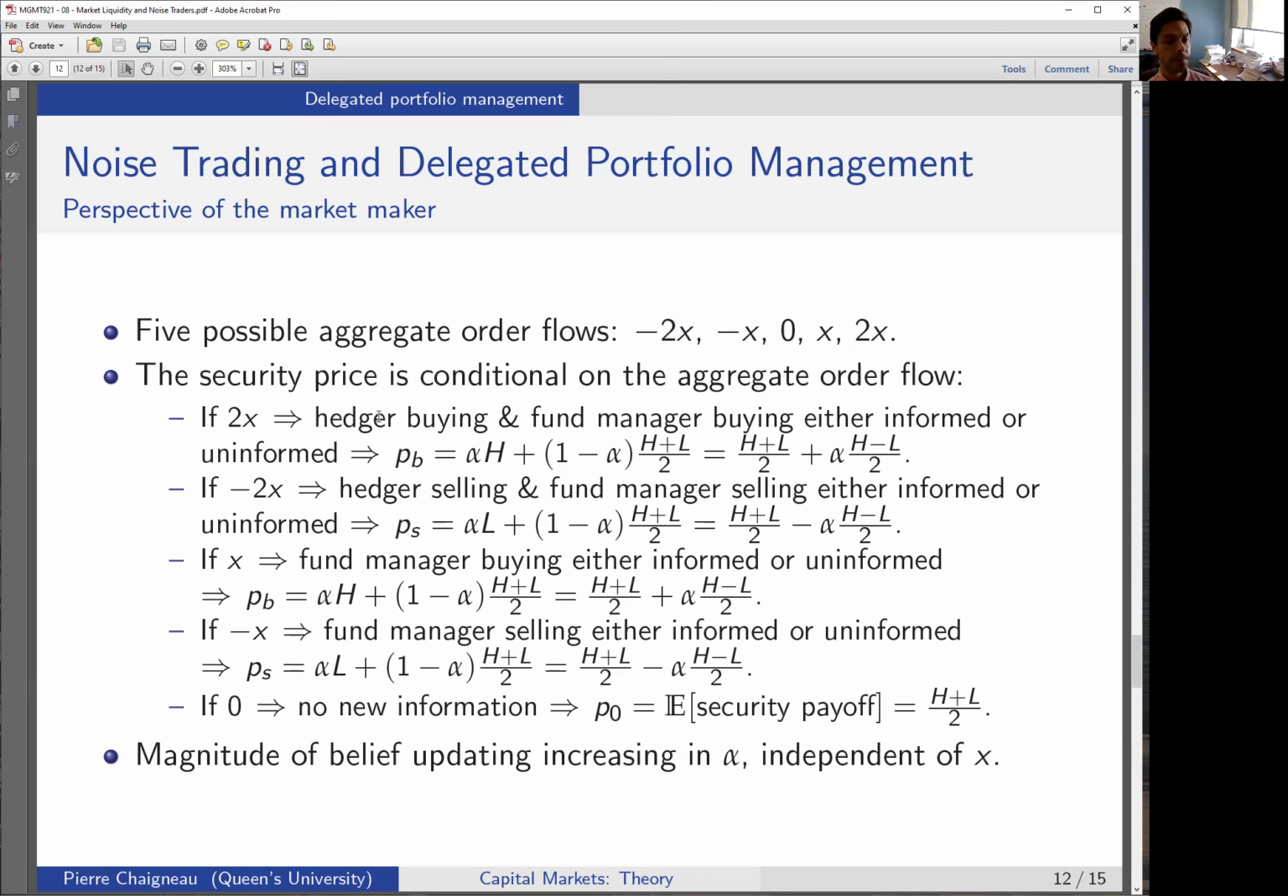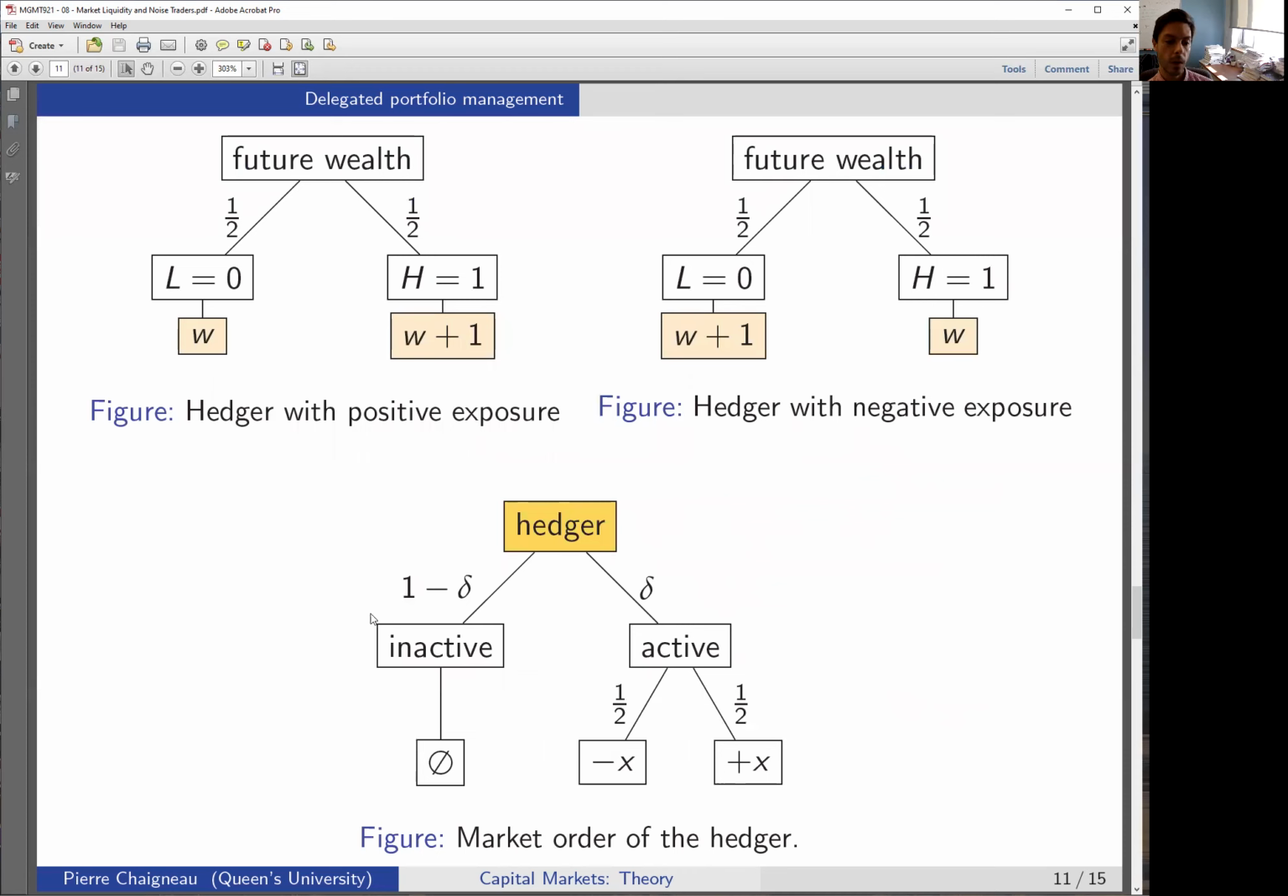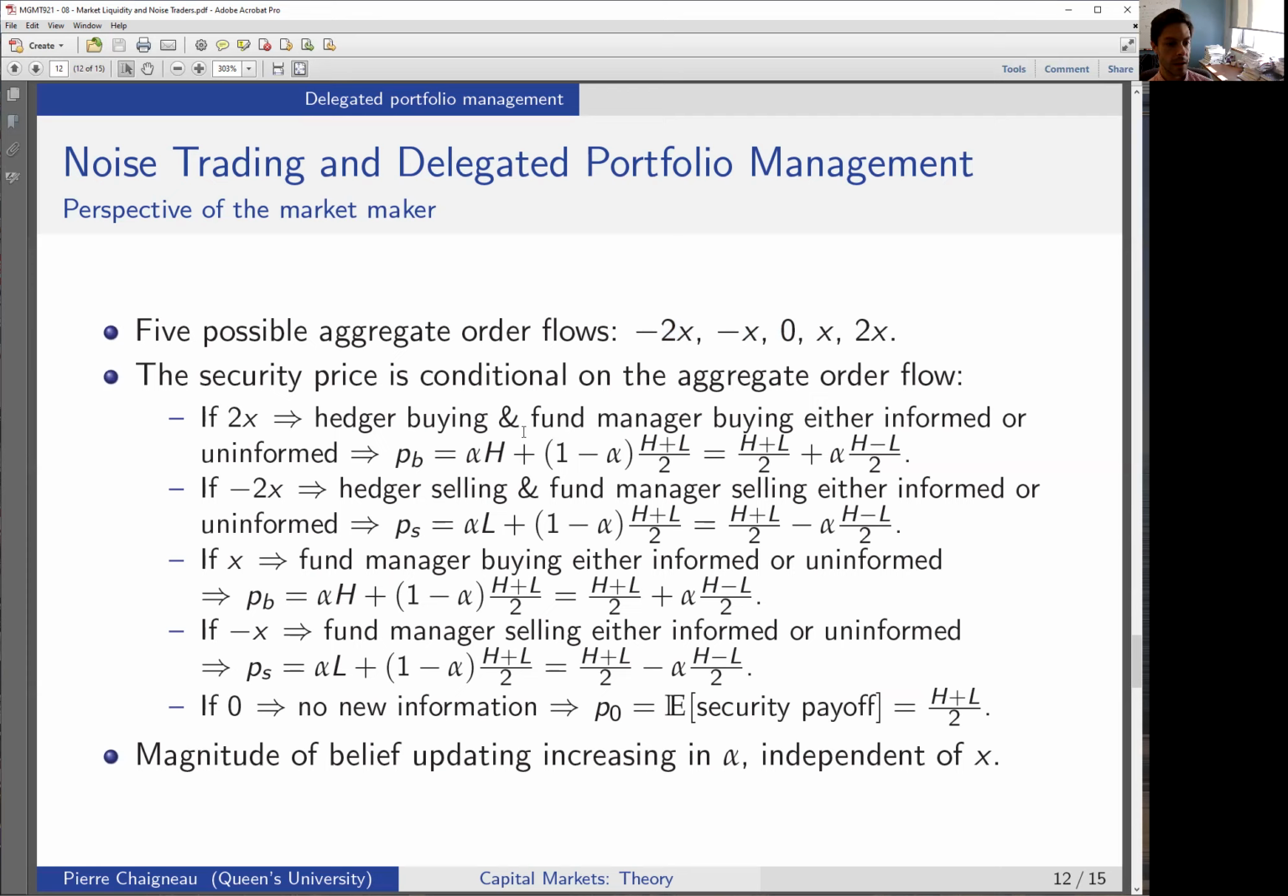So first of all, there are 5 possible outcomes, depending on whether the fund manager is buying or selling, and whether the hedger is buying or selling, or is simply not there. Okay, so what if the aggregate order flow is equal to 2x? When can that be the case? That can only be the case if both the hedger and the fund manager are buying.